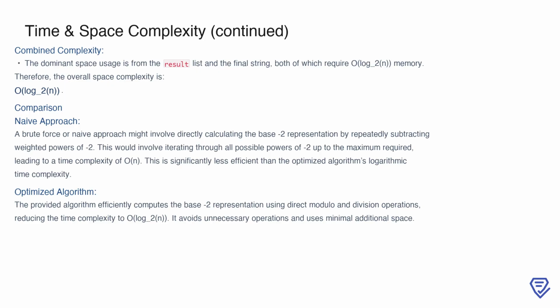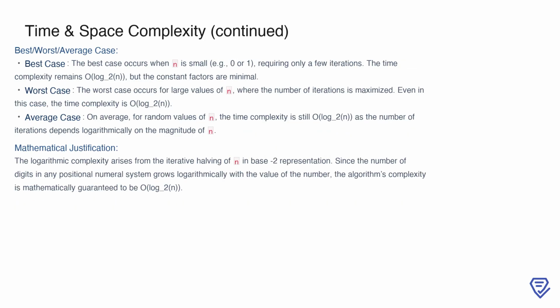This is far less efficient than the optimized algorithm, which achieves a logarithmic time complexity by relying on direct modulo and division operations. Additionally, the optimized algorithm minimizes space usage by avoiding intermediate calculations and directly constructing the base -2 representation. The time complexity of the algorithm holds consistently across best, worst, and average cases. In the best case, when n is very small, such as 0 or 1, the number of iterations is minimal. However, since the complexity is O(log_2 n), the constant factors are small, but the asymptotic complexity remains the same.